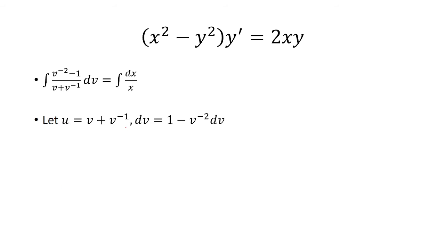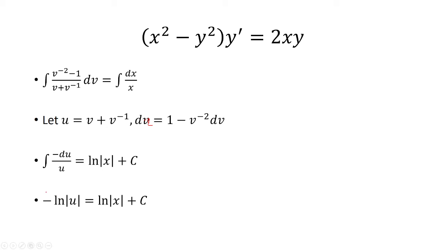Now I can integrate, but in order to integrate, I'm going to let u equal v plus v to the negative 1 power, and so the derivative would just be 1 minus v to the negative 2nd power dv. So basically, the derivative of the bottom is the top, except for the minus sign. So what we have to do is basically multiply both sides by negative 1. And this is supposed to be du here. So we have negative du over u. And then the right side is equal to ln of absolute value of x plus c.